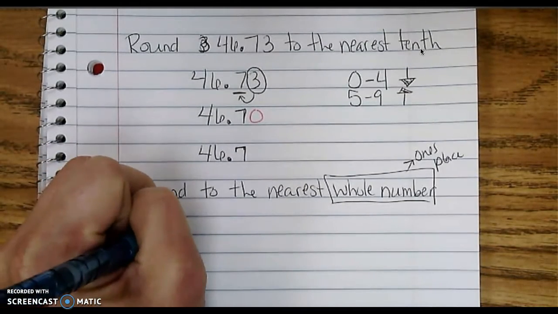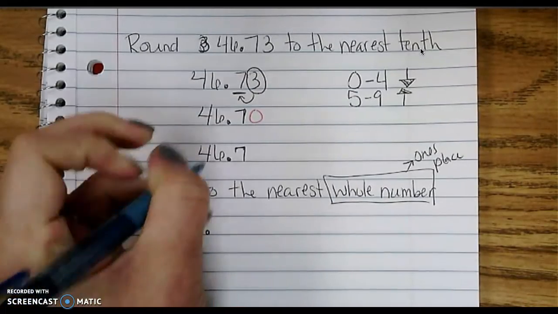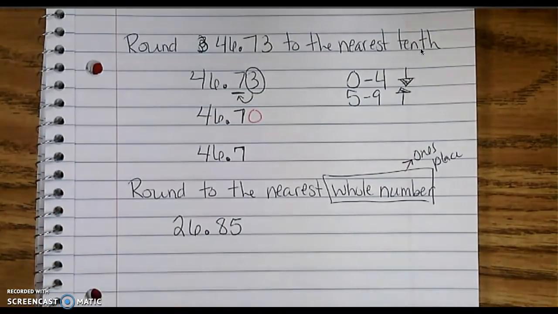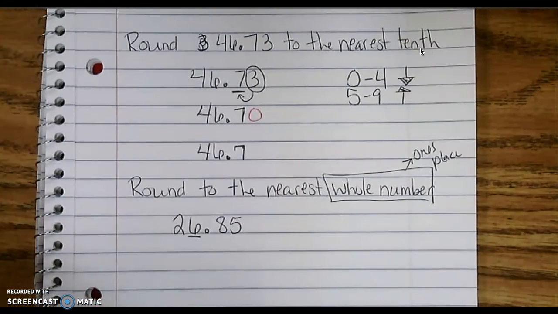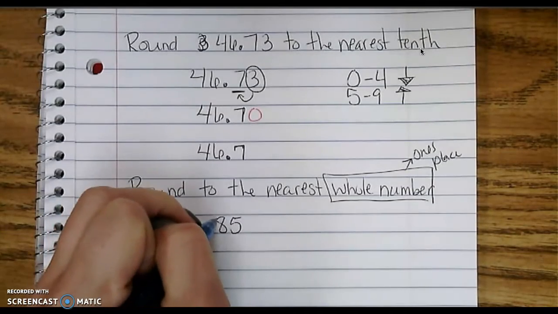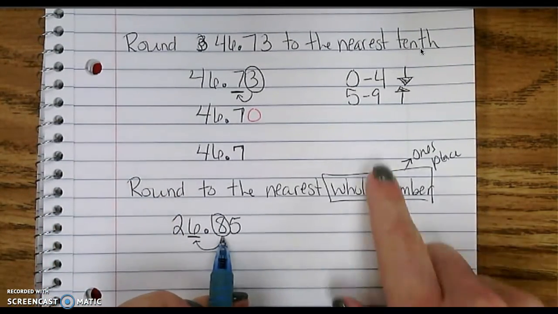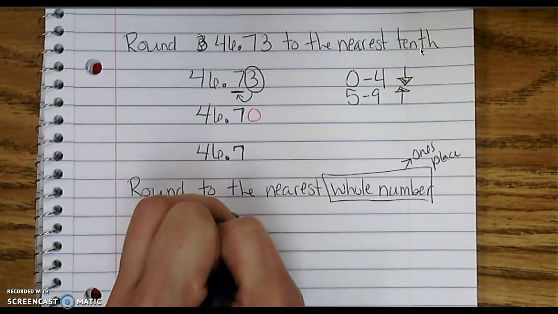So if they gave me the number 26 and 85 hundredths, and it's asking me to round to the nearest whole number, which means I would underline the digit in the ones place because I'm trying to get rid of everything from the decimal over. The place to the right tells that 6 what to do. So this is an 8. 8 falls into the 5 to 9 category, which means I'm rounding up.